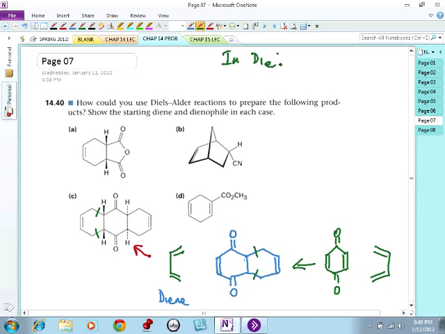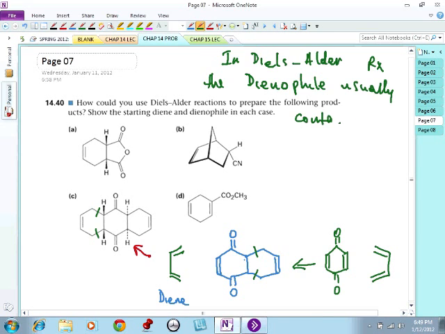In Diels-Alder, the dienophile usually contain electron withdrawing group. The dienophile usually contain electron withdrawing group.